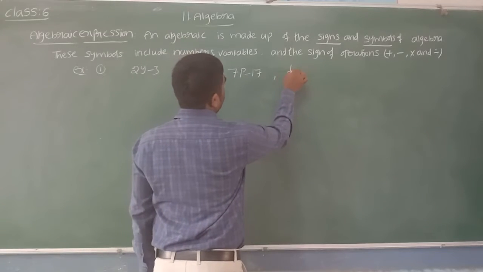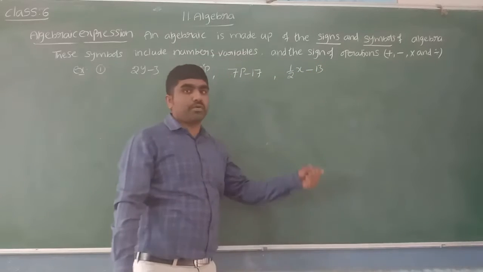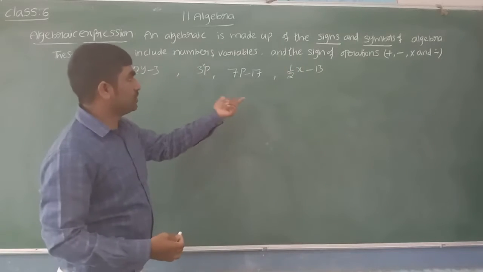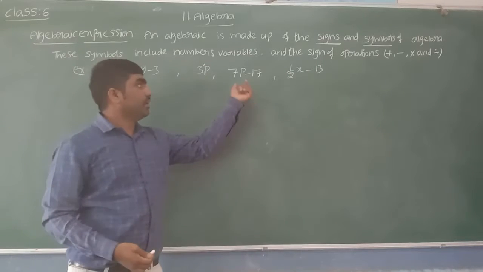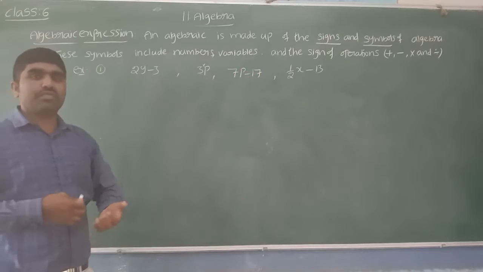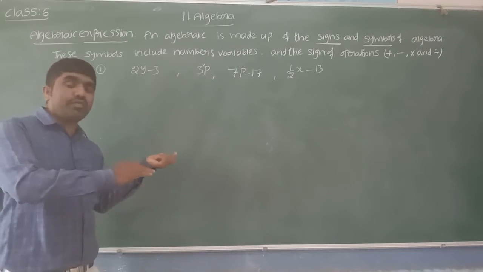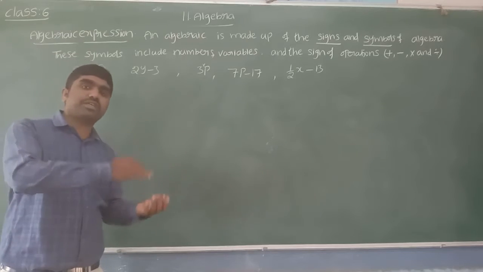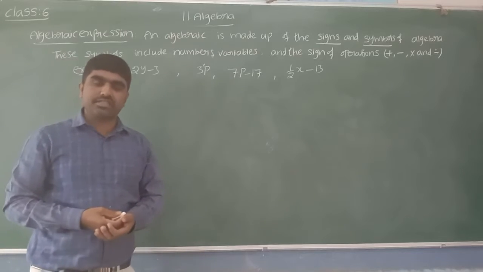Let me take here half of x minus 13. Even this is formed by numbers, variables and operations. So these are different algebraic expressions formed by numbers, alphabets and operations. Now let us see how an expression is formed. If they give an expression, how can we write it in words, I mean, write the statement? If they give a statement, how can we express it as an expression? Let us see with the help of examples.